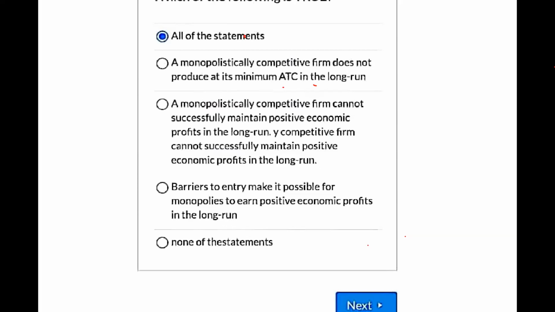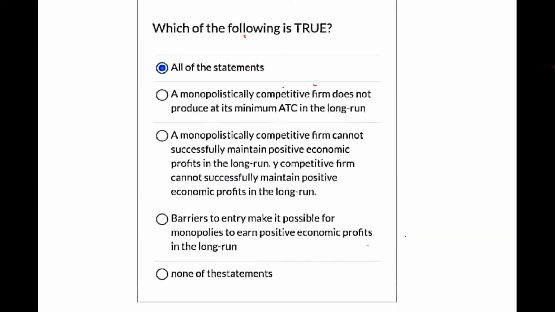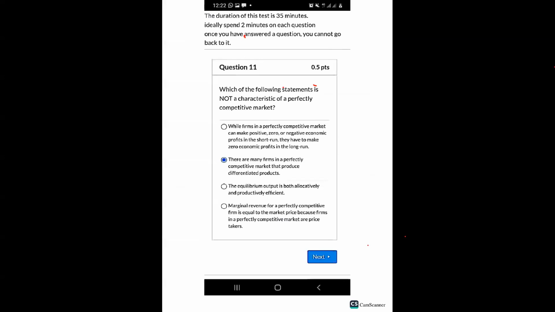Which of the following? None of the statements are obvious. This one, so you already know this. Anyways, you know that.